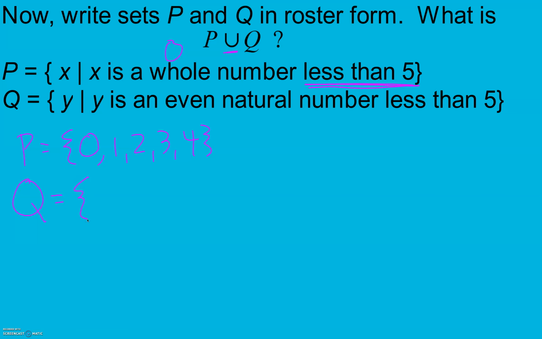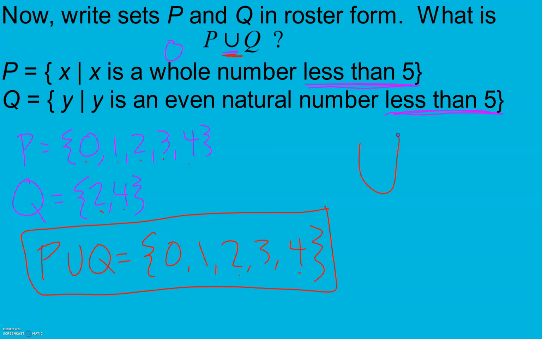Q is an even natural number less than 5. Natural numbers start at 1. But 1's not even, 2 is, 3's not, 4 is even, and we stop there because we want them to be less than 5. Now, my union here of P and Q is anything that's in either. So I have a 0, a 1, a 2, a 3, a 4. 2 is already accounted for, 4 is already accounted for. So this is the union of the two. Remember, a U-looking symbol means union, and it acts like an OR.